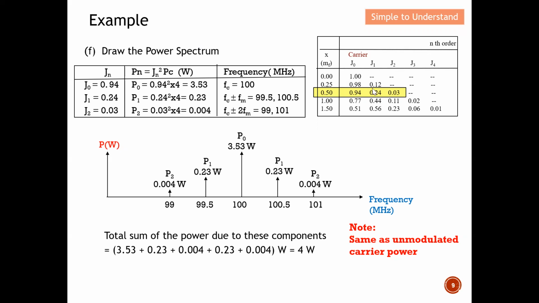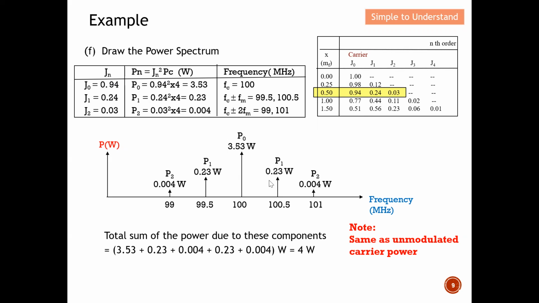Therefore, from here I can see that I have three terms. The first term is 0.94, then 0.24, and 0.03. How can we compute the power, if you still remember from the chart here? Basically, the power is equal to Jn squared multiplied by the total power. So the power at the carrier is Jn squared times the total power that I calculated for the frequency modulated signal. So this is 0.94 squared multiplied by 4, which is 3.53.